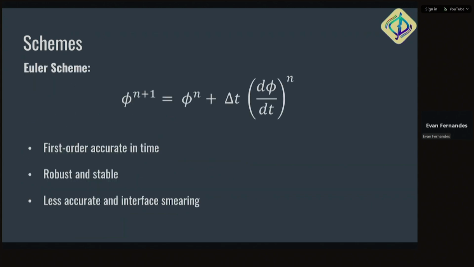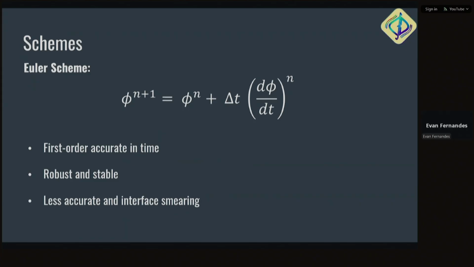So the very first one is your Eulerian scheme. This is the equation for the Eulerian scheme. It's a first order accurate in time scheme. It is typically used in transient solvers in which you require just a quick simulation, and you don't really have to bother that much about accuracy. I would say that it is robust and stable, but it is less accurate when it comes to tracking the interface. So you will have some interface smearing, because of numerical diffusion in this equation itself, as it is a first order scheme.